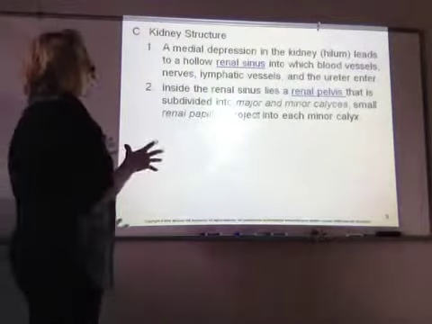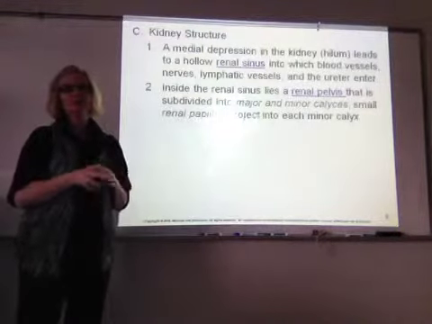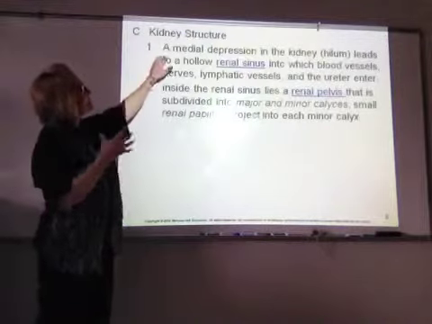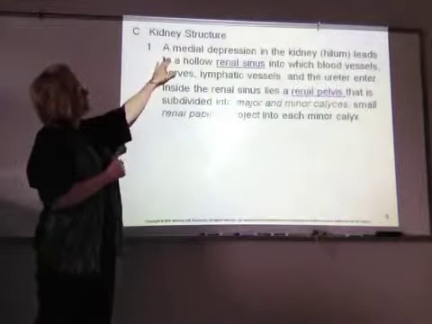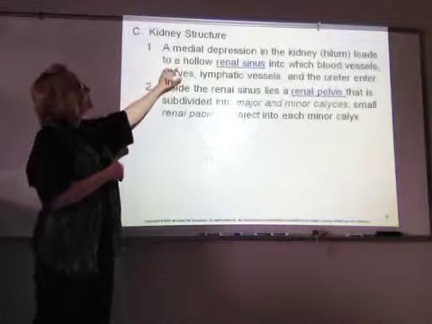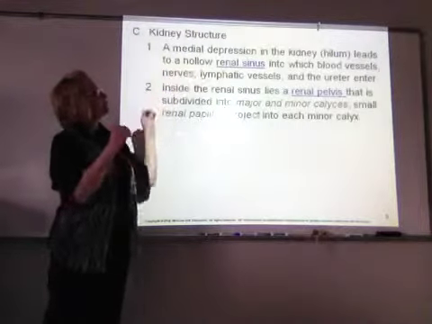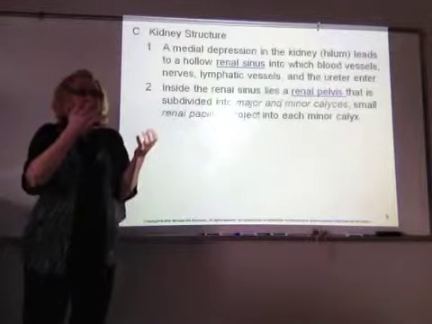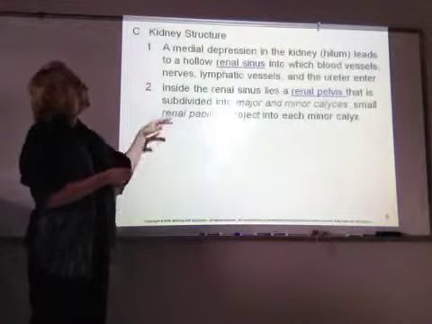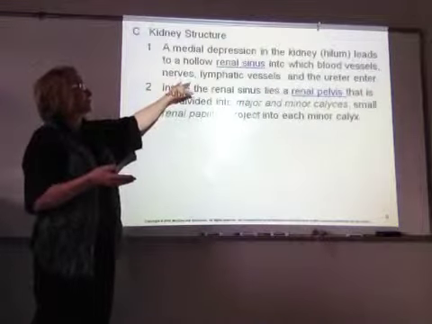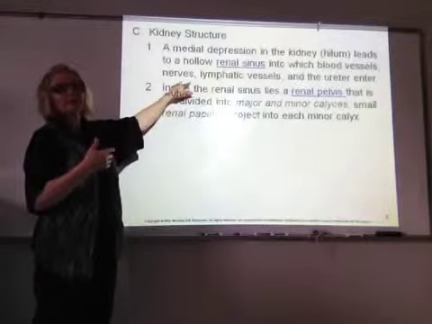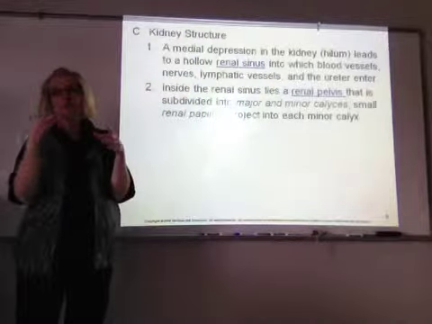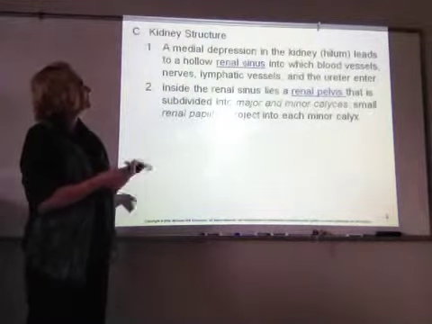In each kidney then, today we're basically going to talk about structure. What's where, what are the terms. So there's a medial depression in the kidney called the hilum that leads to a hollow renal sinus. I kind of wrote sinus cavity, it's kind of hollow, where your blood vessels, nerves, lymphatic vessels, and ureter all enter. So this renal sinus is an area of a large amount of activity.